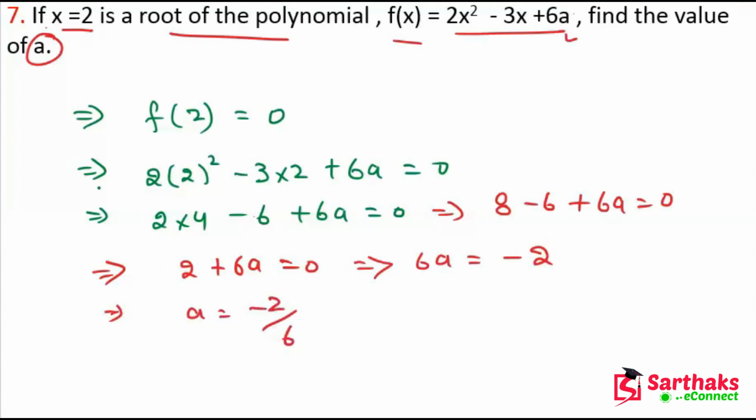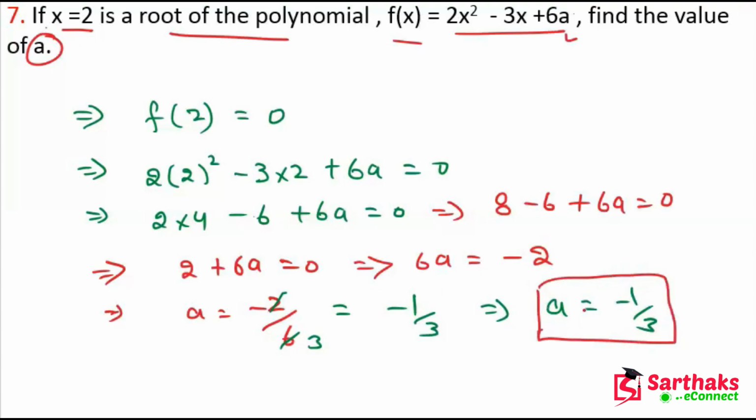Okay, and this will be cancelled, like here is 3 times, so we get minus 1 upon 3. So my dear friends, A is minus 1 upon 3. So the value of A is what? Minus 1 upon 3. Okay, I hope you understand these things, my dear friends.